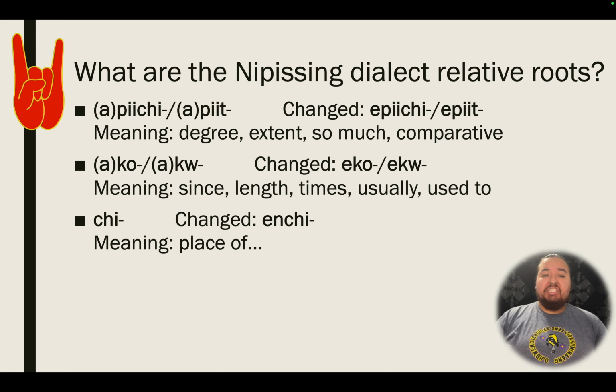Next we have che instead of daje. And so its changed form is enche, and this means the place of. So again, we'll give you a chance here to pause and write these down in your notes before moving on. Alright, let's move on.